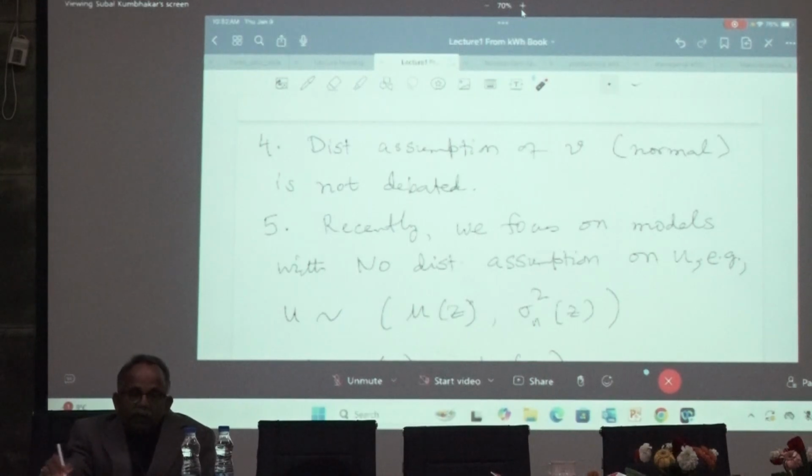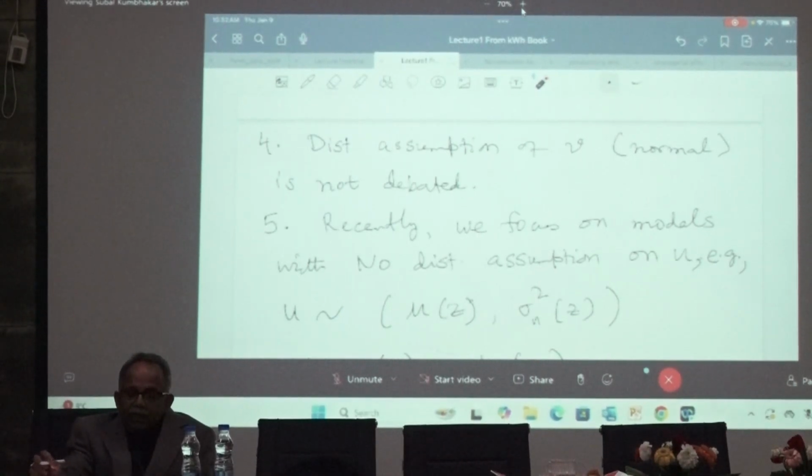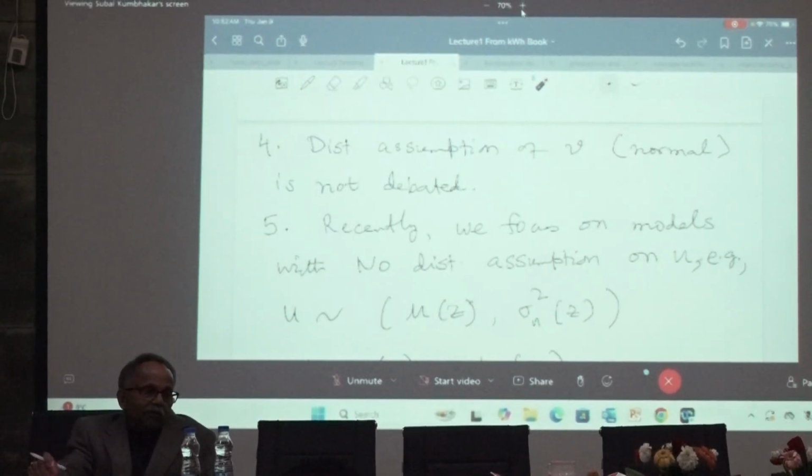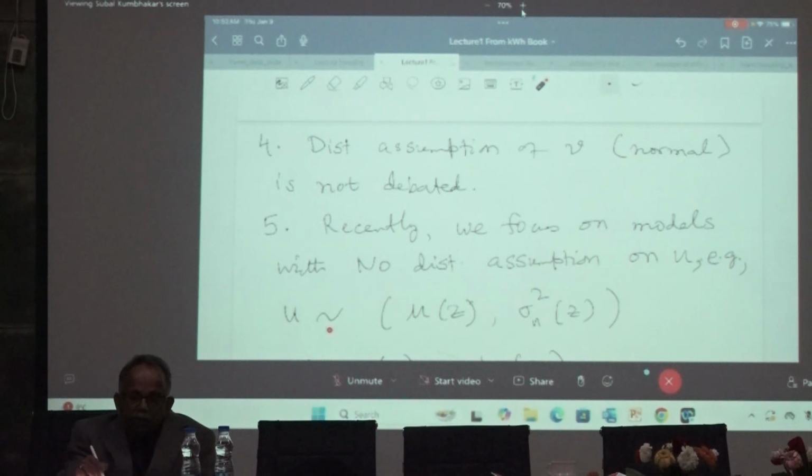So in the last 5 or 10 years, we have been trying to get rid of the distribution assumption. We are asking whether it is possible to estimate the stochastic frontier model without using any distribution on U, and the answer is yes. All you need is that U has some distribution, but we don't know which. Remember, I didn't put N or something like that. So U has some distribution with mean mu, and this is a function of Z. So you have to have some determinants, and this Z is different from X.